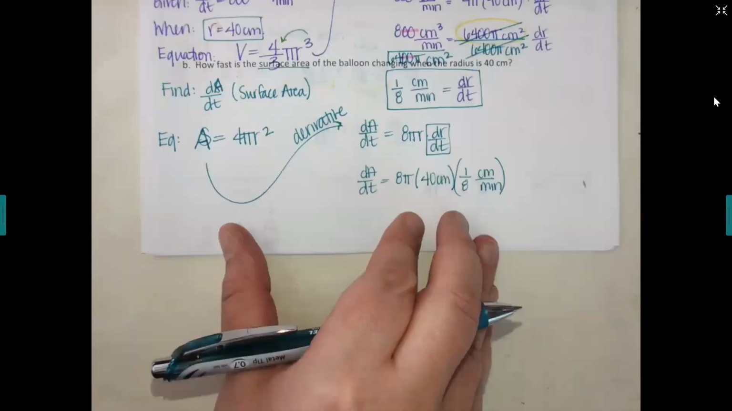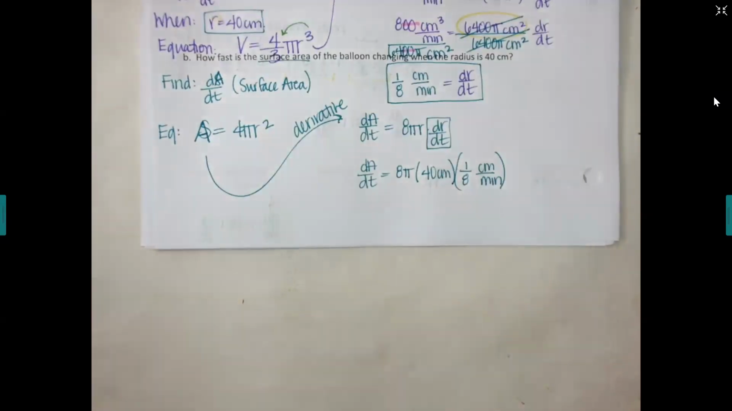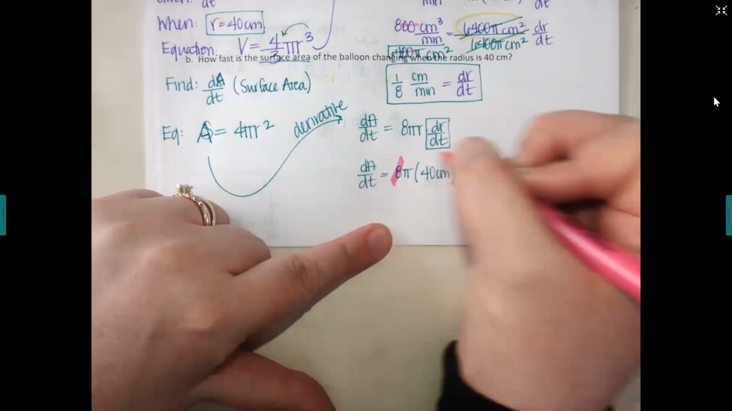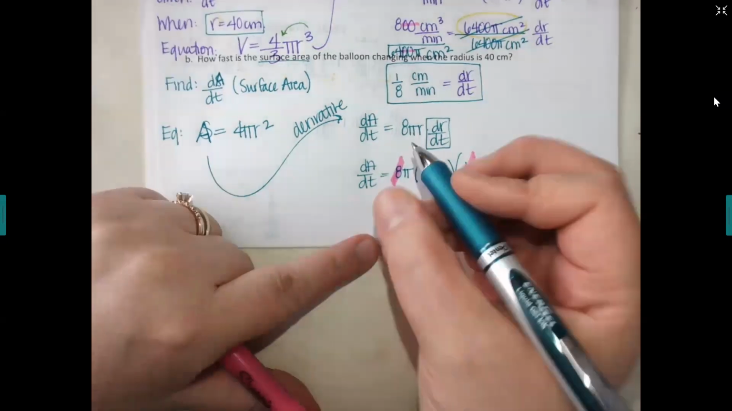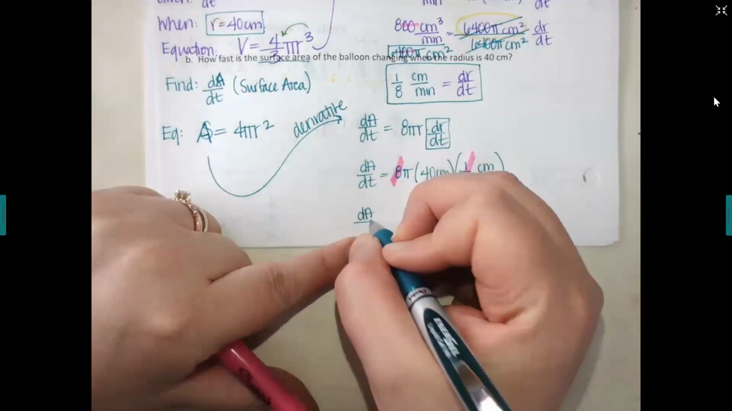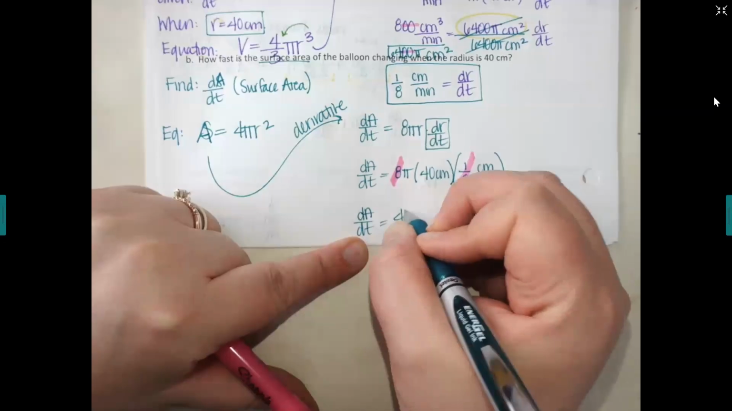And how did we get the 40? What happens with both 8s? They're gonna basically cross out because one's a times 8, one's a divide by 8. So these guys are gone. And is it just gonna be 40? 40 pi, very good. So dA dt is gonna equal 40 pi.